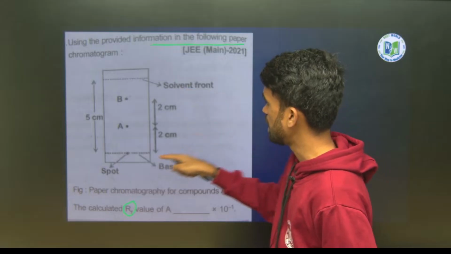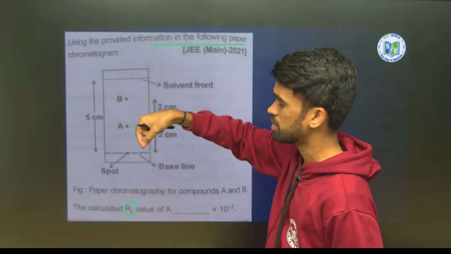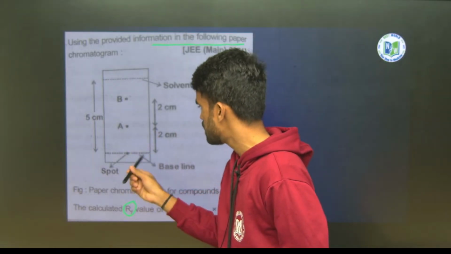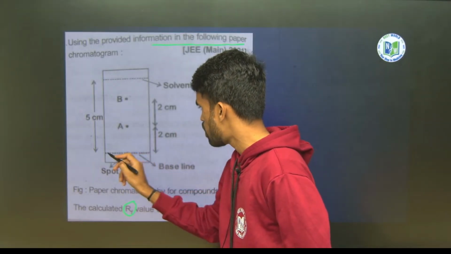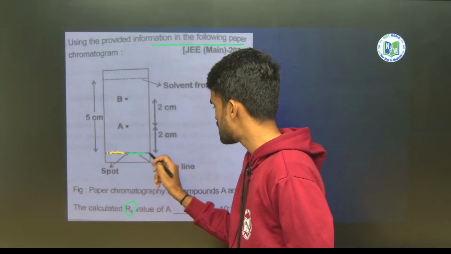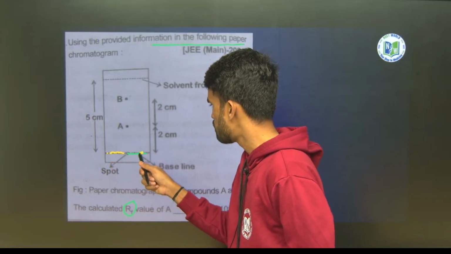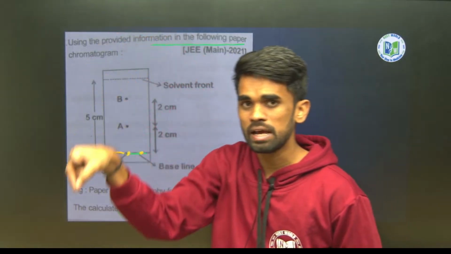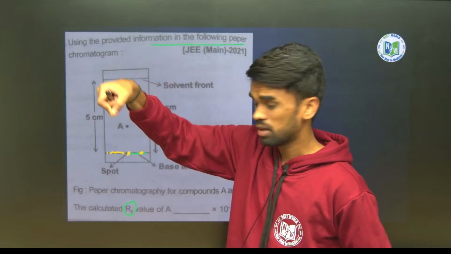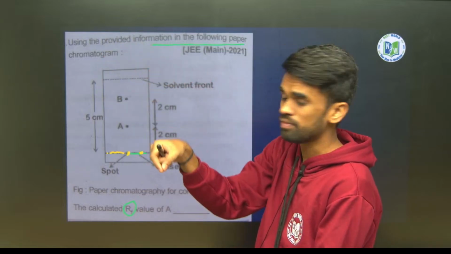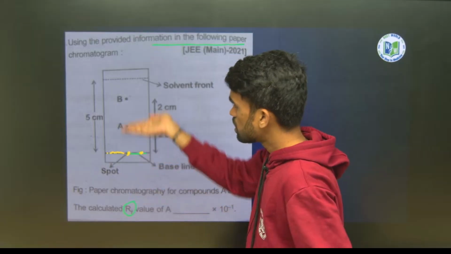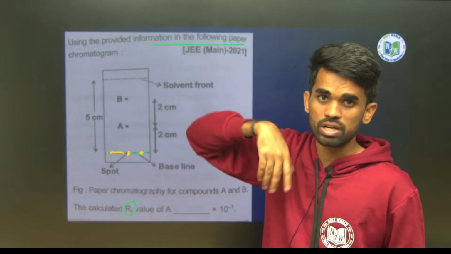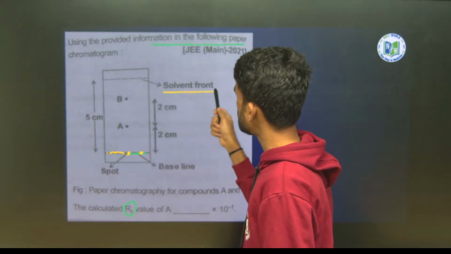You have a thin layer of paper, and you keep it in the solvent. Before keeping it in the solvent, you have two compounds, A and B, which you have to spot on this bottom line, the baseline. This is the baseline where you spot your compounds. Whenever you keep this spotted chromatogram paper in the solvent, the spots go up along with the solvent. The solvent also goes up by capillary action, so the solvent front will move up to here.